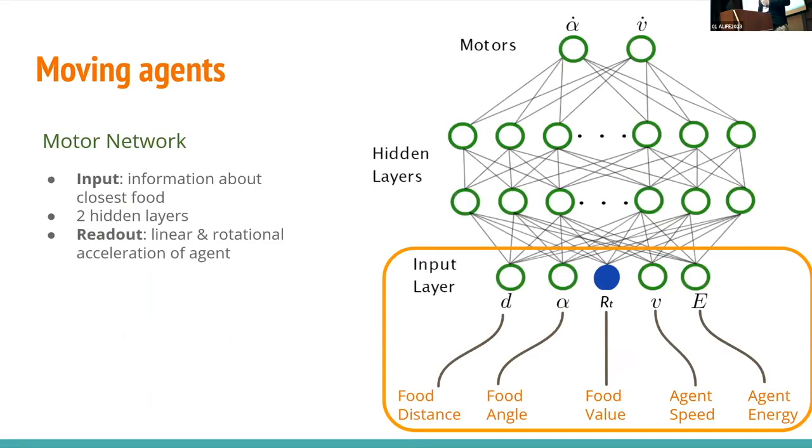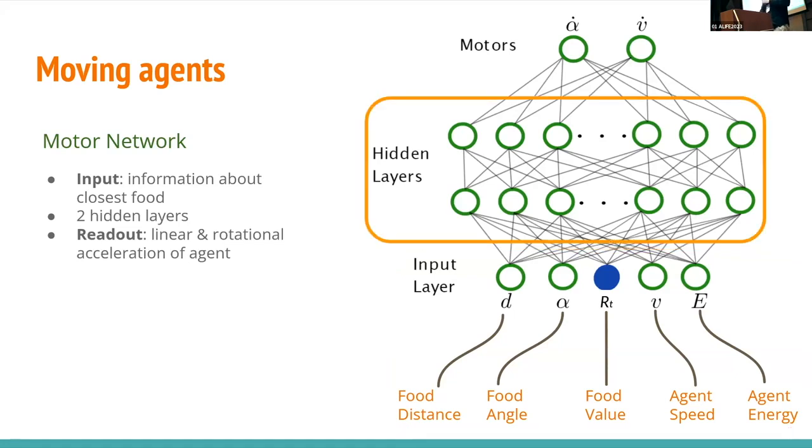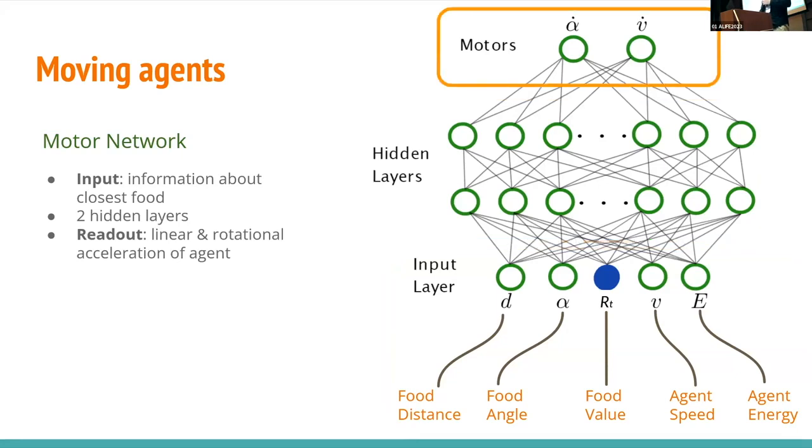So we now develop a motor network, which moves an agent around, which consists of three parts. First we have an input layer, which receives information about the closest food: its distance, angle, and the value of the food. Then we have information about the agent itself: its speed and its energy, because moving around is costly. This information passes through two hidden layers. And then the output is the linear and rotational acceleration. So this controls how a little creature moves.